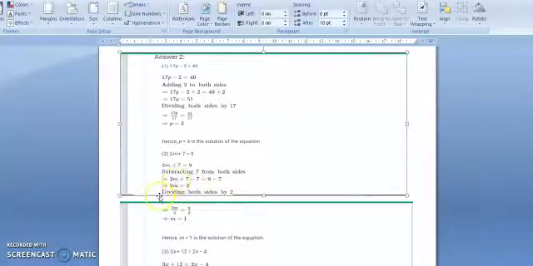Now eliminate this 2 from the left hand side. So divide both sides by 2. You will get 2m upon 2 equals 2 upon 2. So 2 will get cancelled. Only m will remain here and 2 upon 2 is 1. So m equals 1 is the solution of the given equation.